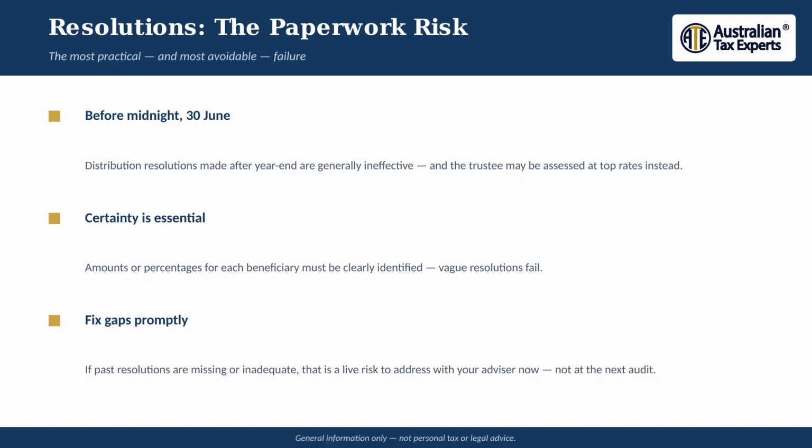The amounts or percentages allocated to each beneficiary clearly identified. A vague "income to be distributed among the family as the trustee determines" can fail entirely. This is the most avoidable risk in trust taxation. It requires no legal argument, only discipline. If your trust's past resolutions are missing, late or vague, treat that as a live issue for your advisor this month, not a housekeeping item for someday.